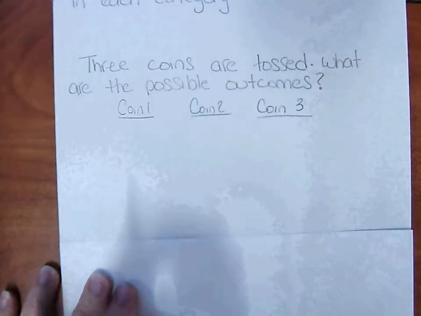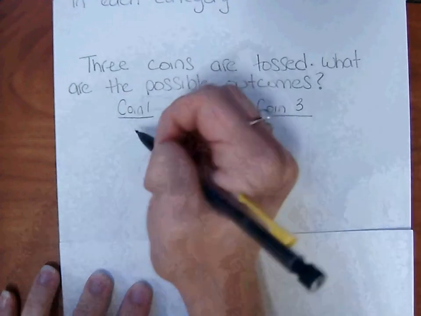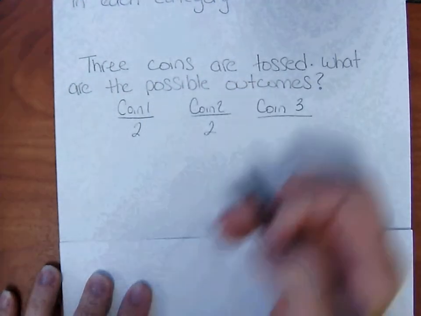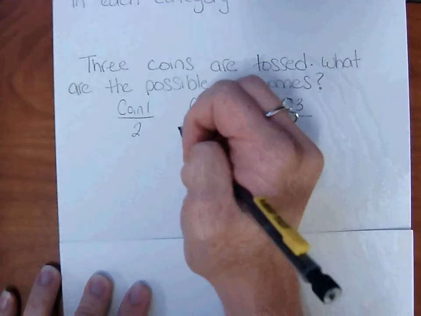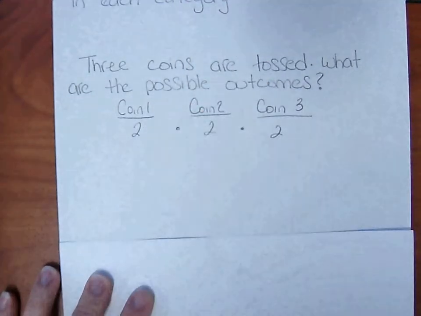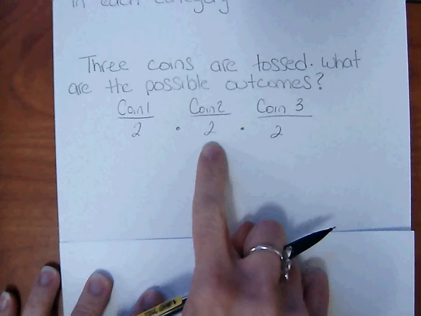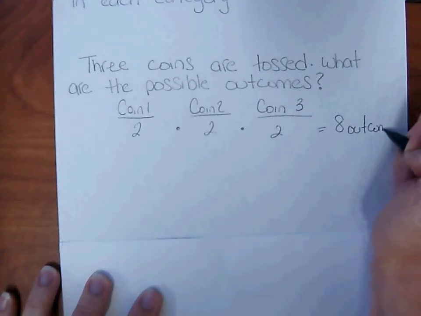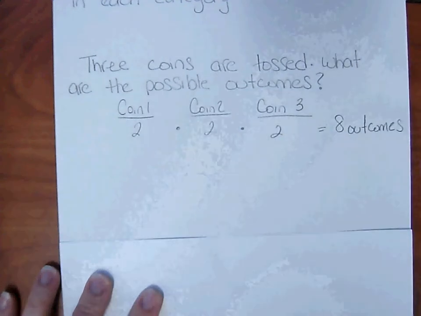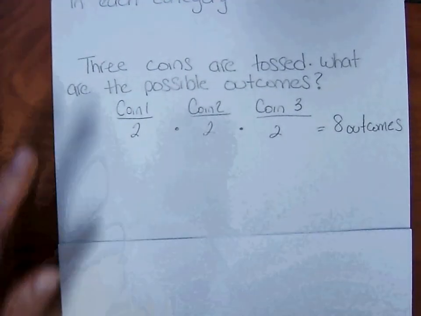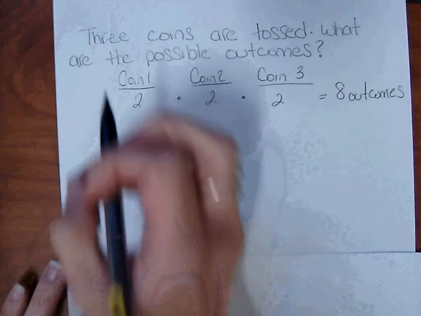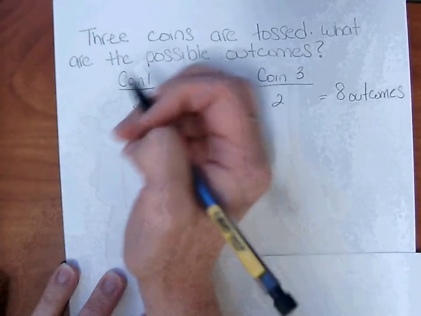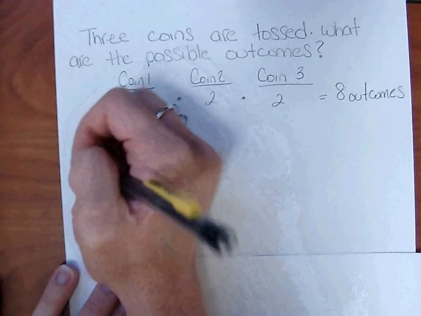On coin 1, you have 2 possible outcomes, heads or tails. Coin 2, 2 outcomes. Coin 3, 2 outcomes. Multiply those together. 2 times 2 is 4. 4 times 2, there's 8 outcomes. Let's go ahead and draw a tree diagram so you can see those possible outcomes. Now this one I'm not going to draw using a bubble map, because again there are other ways and I'd like to demonstrate some other options.